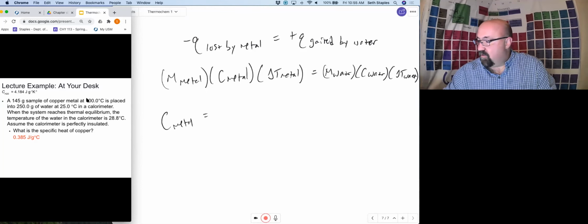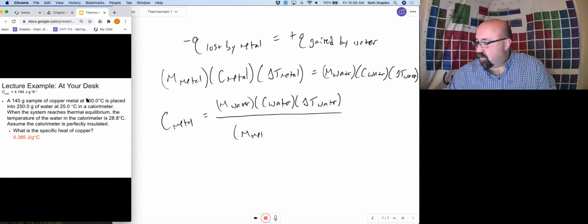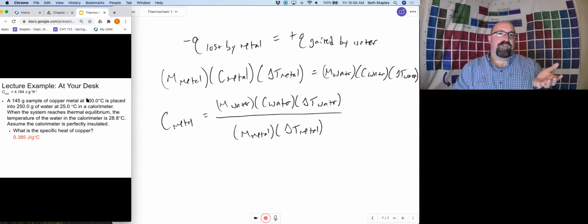So I would get my C of the metal equals my mass of the water times C of water times delta T of water, and again, all over the mass of the metal times the delta T of the metal, and then I would put my numbers in. Doesn't matter which way you do it, you're going to come up with the same answer either way. I've just always preferred to do all of my algebraic manipulation before I ever put any numbers in. Either way you wanted to do it, perfectly acceptable.